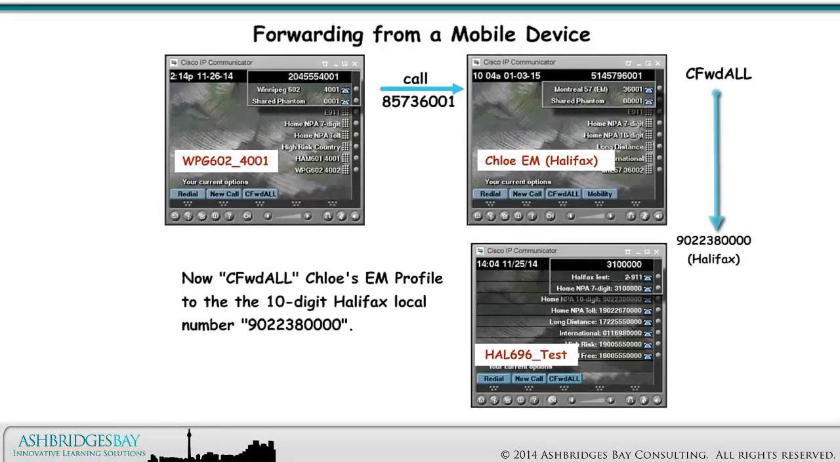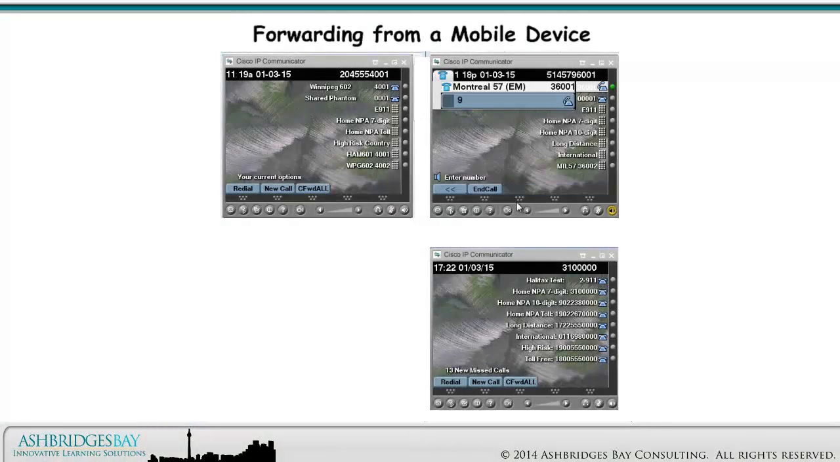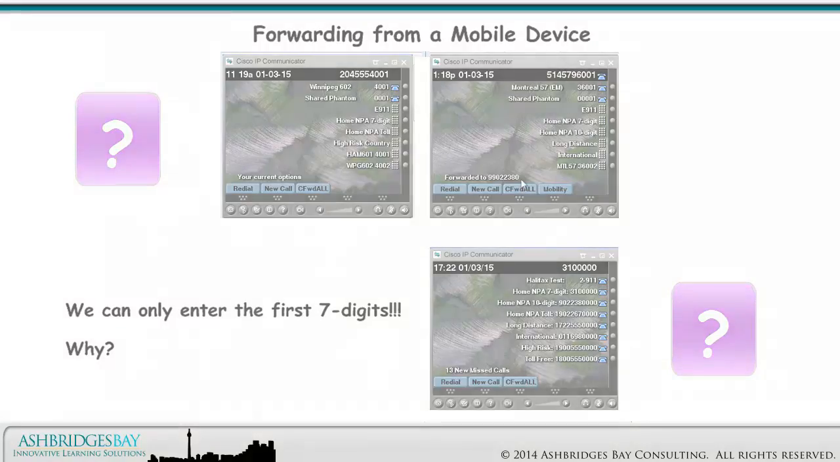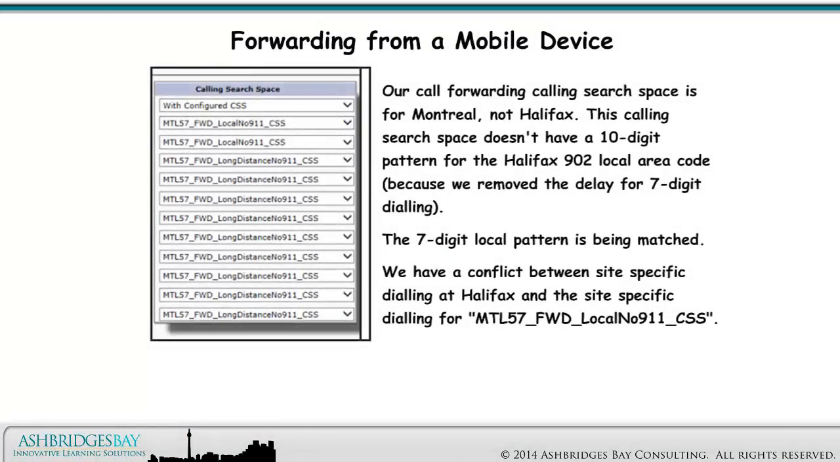Now call forward all Chloe's EM profile to the 10-digit Halifax local number 902-238-0000. We can only enter the first 7 digits. Why? Our call forwarding search space is for Montreal, not Halifax. This calling search space doesn't have a 10-digit pattern for the Halifax 902 local area code because we removed the delay for 7-digit dialing. The 7-digit local pattern is being matched.